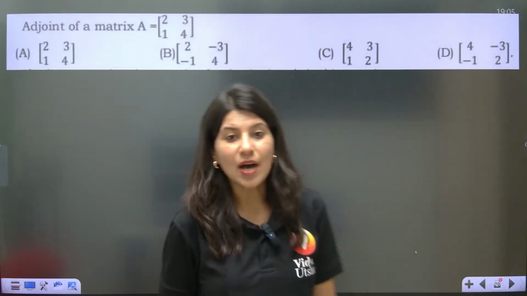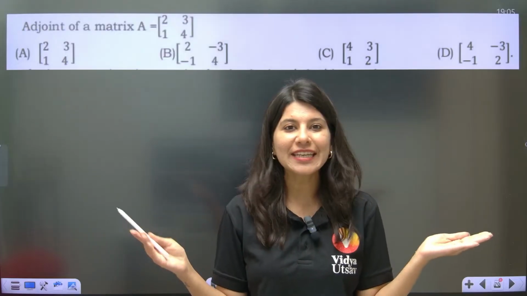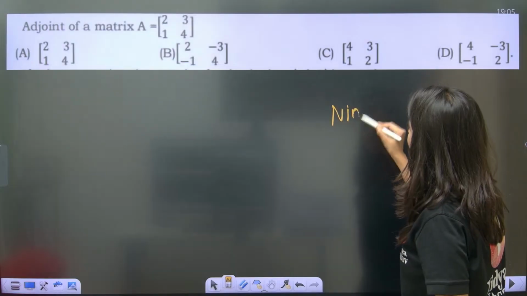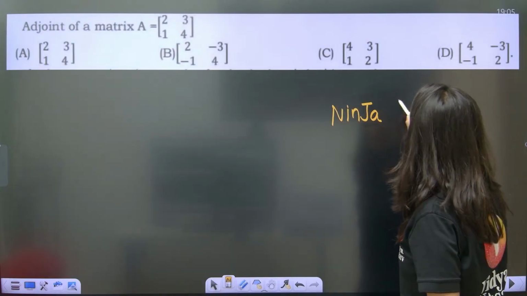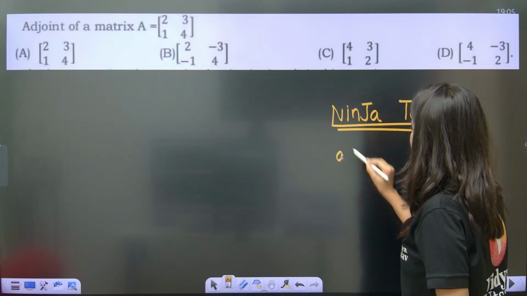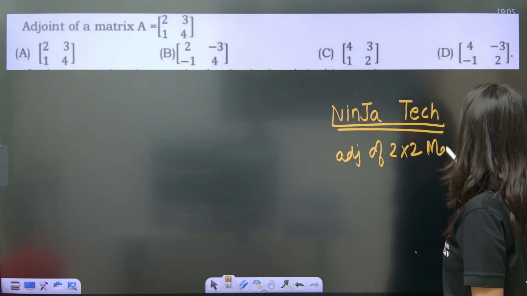Okay. Now adjoint of a matrix. Here it comes. Ninja technique time. Especially for MCQ. How many of you know this ninja technique to calculate adjoint? Adjoint of a 2 cross 2 matrix.